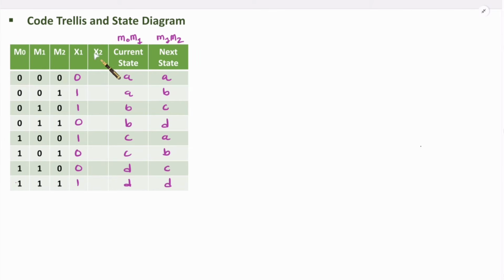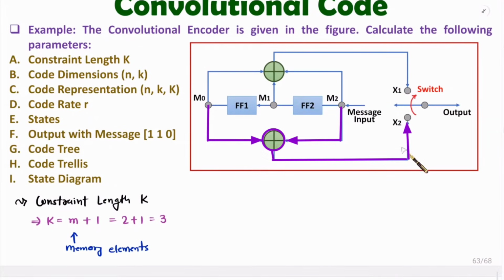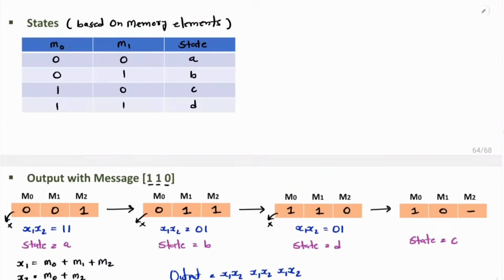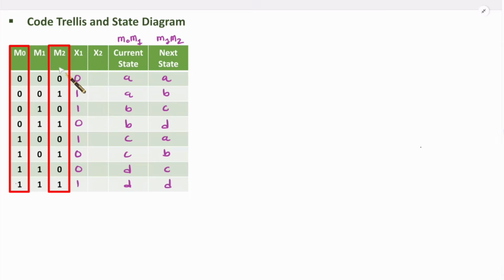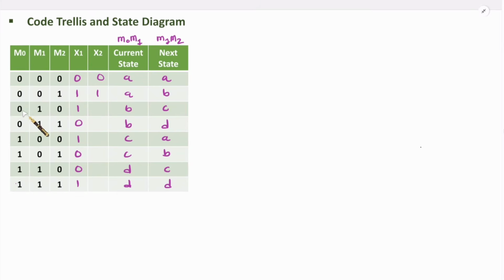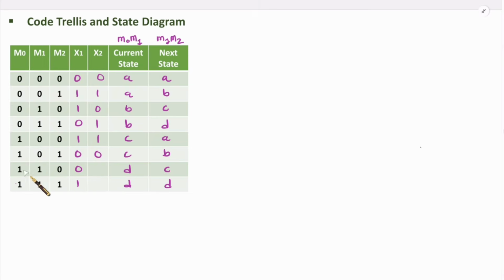Now let us identify X2. See what is X2? X2 that is addition of M0 and M2. So here now I'll calculate X2, addition of M0 and M2. 0, 1, 1, 0, 0, 1, 1, 0. So that is how we have output, current state and next state.